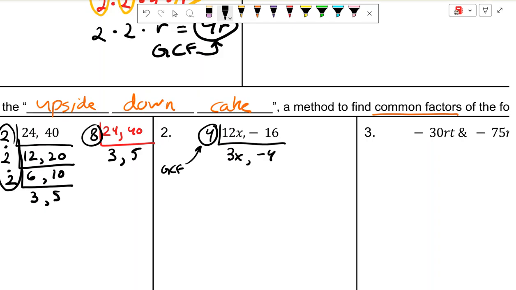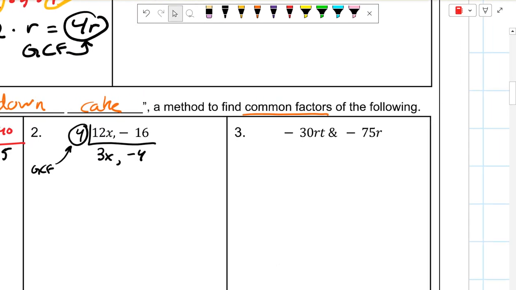Number 3. Number 3 is here because both numbers have negatives, and we need to deal with those types a little bit differently. So we'll make our division bar here, and we'll look at 30 and 75. And we'll look, hey, okay, the 5 goes into both, so we're going to take out a 5. So negative 30 divided by 5 is definitely negative 6rt. Trying to make this ampersand sign. I'm horrible at this. I just don't like how I make them. And then negative 75 divided by 5 is definitely negative 15r.